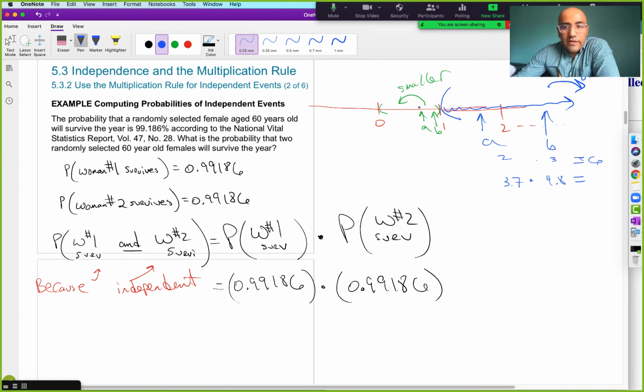Whenever we pick two decimal numbers below 1, not including the 1, and we multiply them, the answer to the multiplication is going to be smaller than either of those. So the more decimals we multiply between 0 and 1, the smaller it's going to get. Good. Okay, so we multiply these two, and I know that the answer is going to be a little bit smaller than 0.99186.